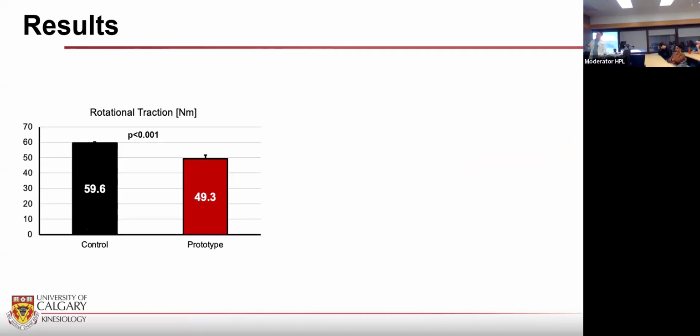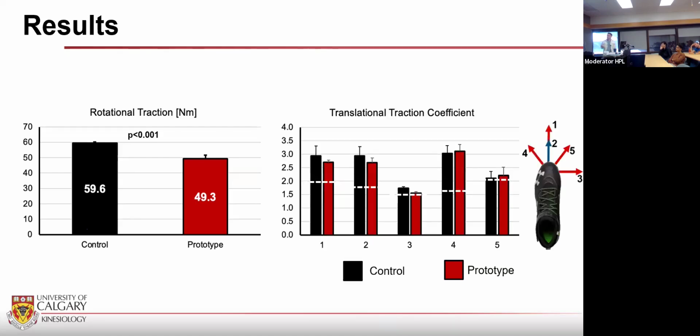So again, this is the control shoe, and this is our prototype using those 3D printed cleats. So what we had is a significant reduction in rotational traction. So again, that's what we were aiming to do initially, try to get that rotational traction as low as possible. And then here are the translational traction results of that mechanical testing.